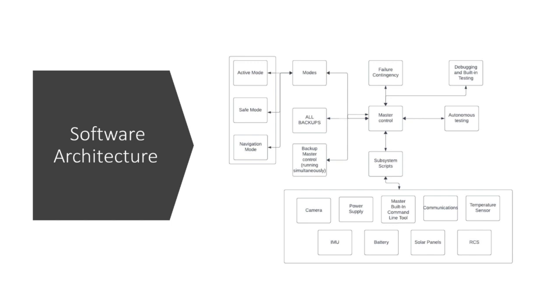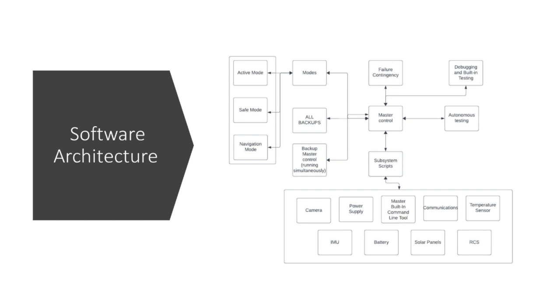Our software is actually responsible for controlling the spacecraft, using the Raspberry Pi to send out commands to subsystems and to manage failures. And we have three different modes that the software is in charge of. One of them is the active mode, in which the software turns on all of the subsystems, physical and software.